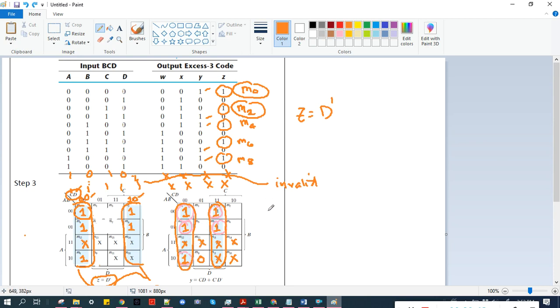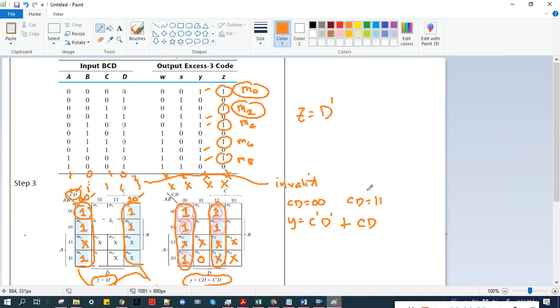Since this is the entire row, this is for Y. It's equivalent to CD equals 0, 0, so y is equal to c prime d prime. But this, its cd is equal to 1, 1, so we add an OR here, cd. So y is equal to c prime d prime plus cd. That's why we have this function y is equal to cd plus c prime d prime.